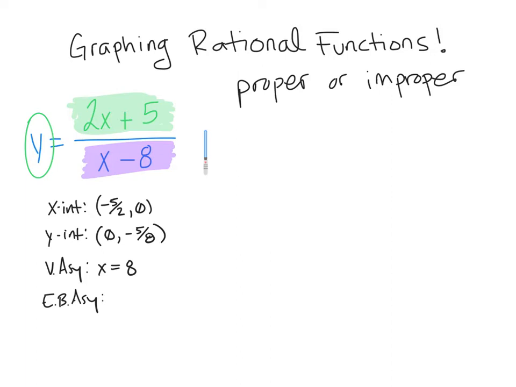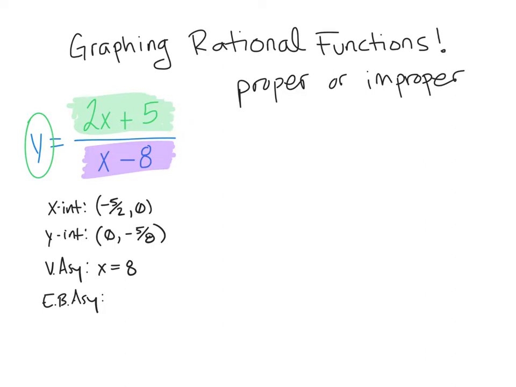Okay, so the way you figure out if it is proper or improper is you need to look at the degree on top and the degree on bottom. And remember, how do we figure out what the degree is? We look at the exponents. So the degree on top, the biggest exponent I see on my variable is 1. Same thing on bottom. So they have the same degree.